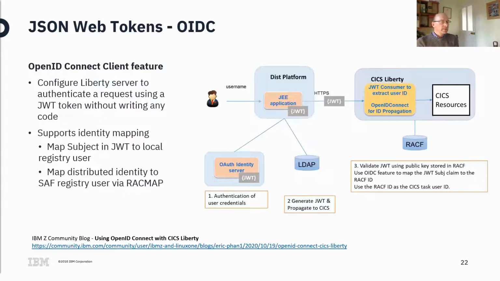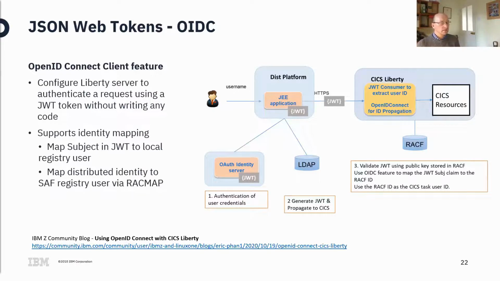Another way of doing this is the OpenID Connect client feature. OpenID Connect client is supported as a set of Liberty features that build on top of JWT and OAuth. Now, there are many different ways of using OAuth and OpenID Connect client, and this is a whole subject in itself. But this is a typical scenario shown here.